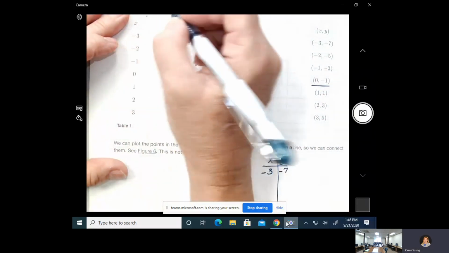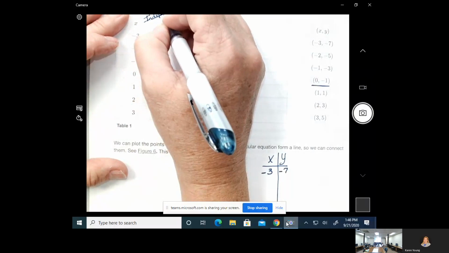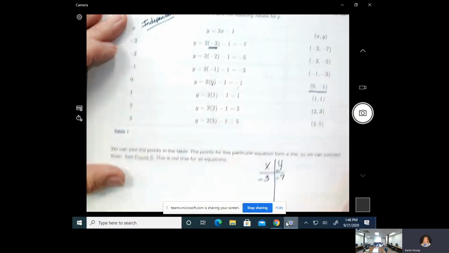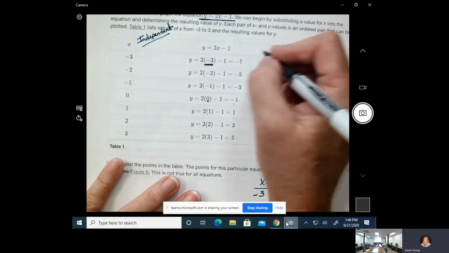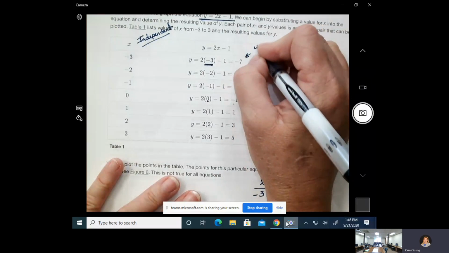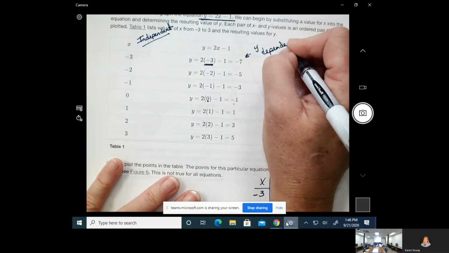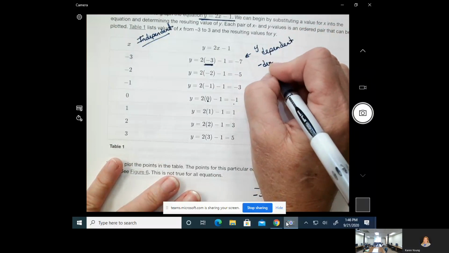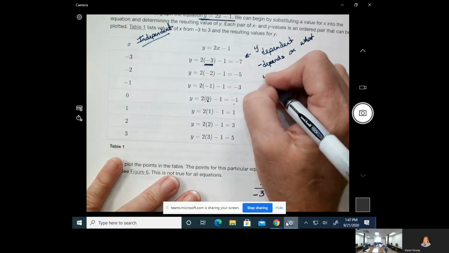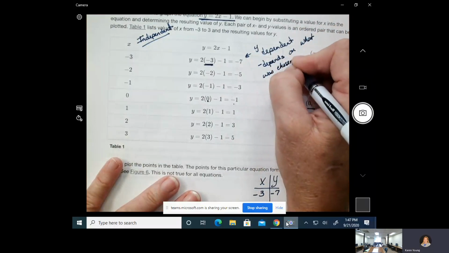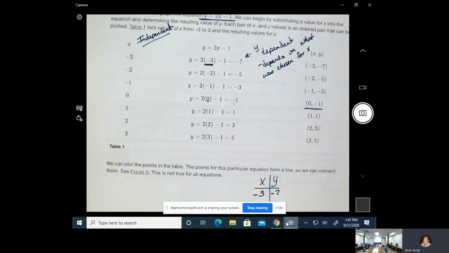So x is our independent variable because we choose what we want. It's not dependent on anything. We kind of pluck them out of thin air. And then the y is our dependent variable because it depends on what was chosen for x. So if you hear about the independent and the dependent variables, x is always independent, y is always dependent, because y always depends on what we chose for x. It also depends on our equation.